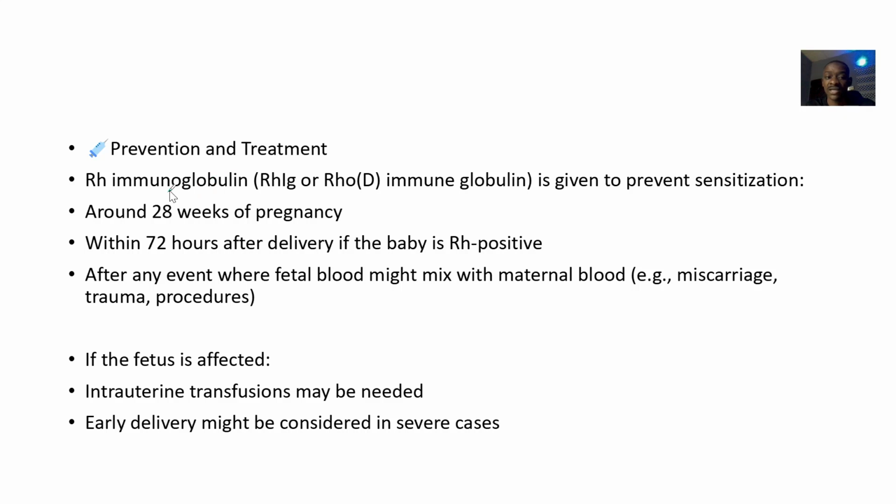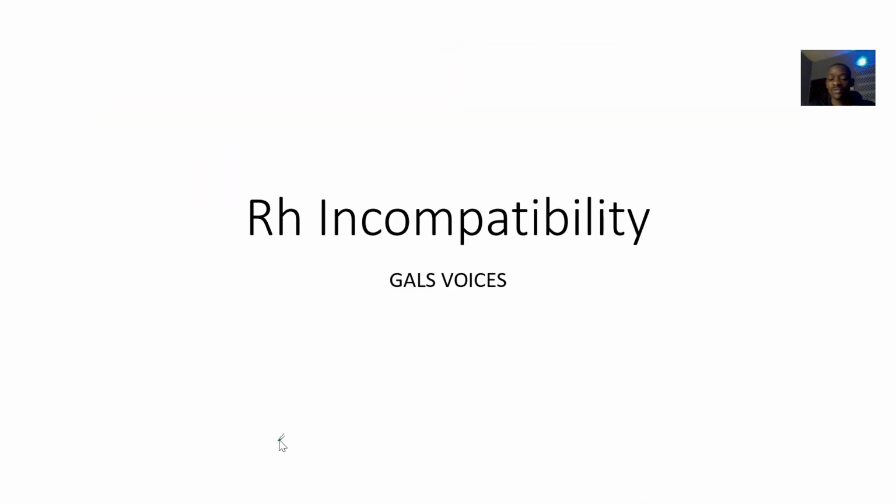So prevention is they can actually give a drug known as RH immunoglobulin, all right? You give it around 28 weeks of pregnancy, and within 72 hours after delivery if the baby is positive. After any event where the fetal blood might mix with the maternal blood, you can still give it. If the fetus is affected, intrauterine transfusions may be needed because the baby will be anemic. Early delivery might be considered in severe cases. So that's just what Rhesus factor incompatibility simply means.